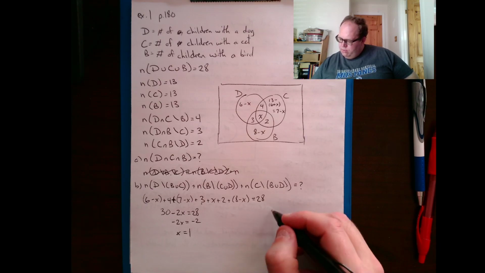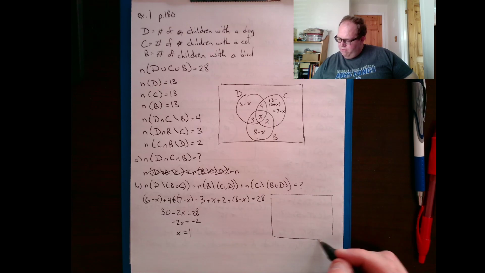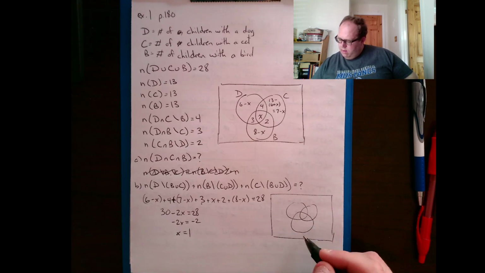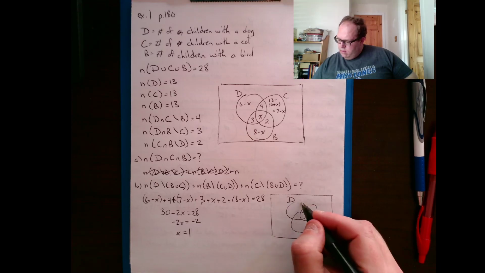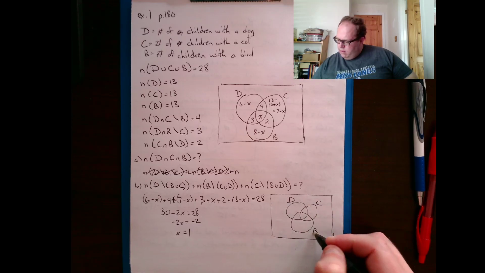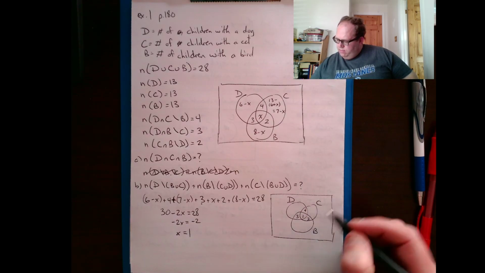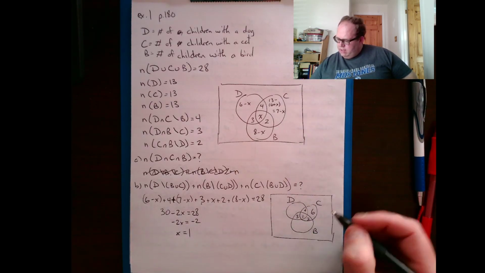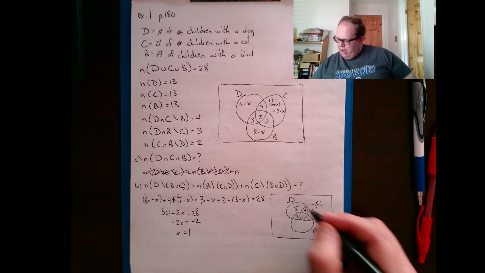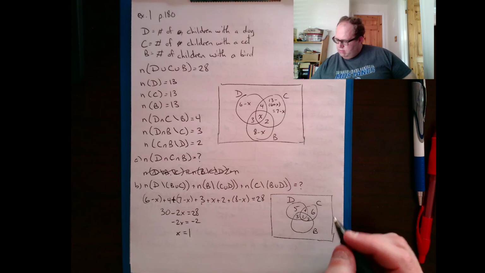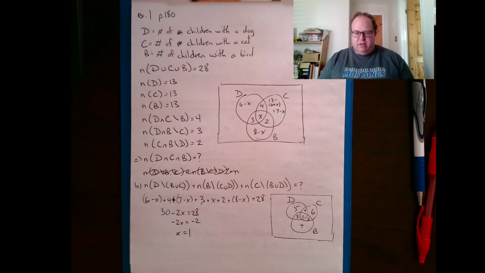If I then redraw my Venn diagram with what I just found filled in, put 1 in the center, 4, 3, 2, 7 minus 1 is 6, 6 minus 1 is 5, and 8 minus 1 is 7. Brain fart there for a moment.